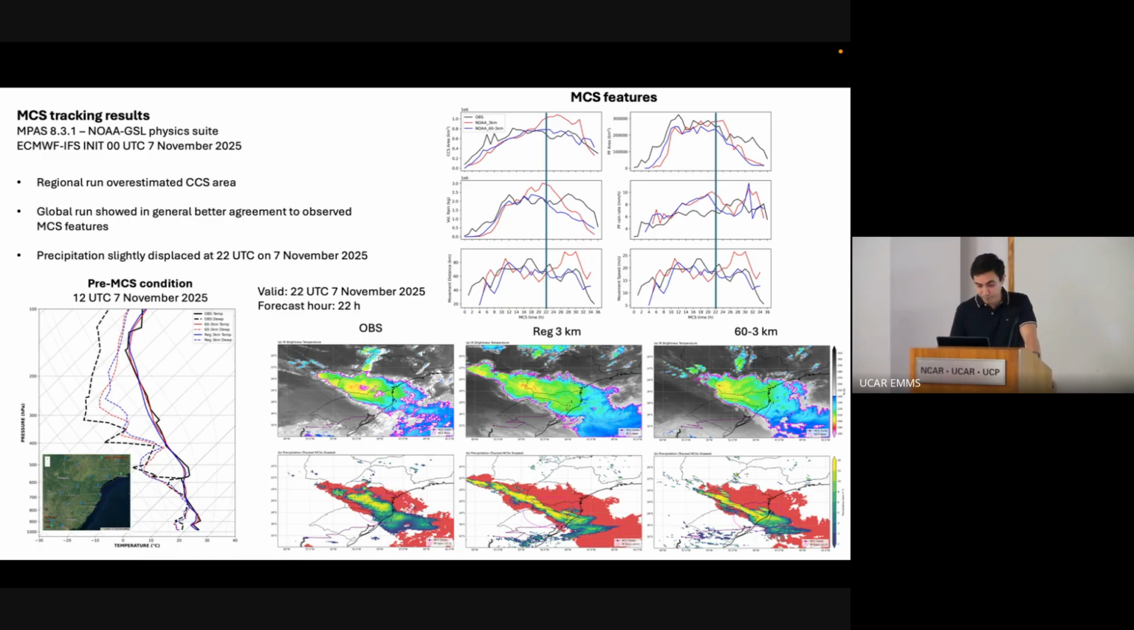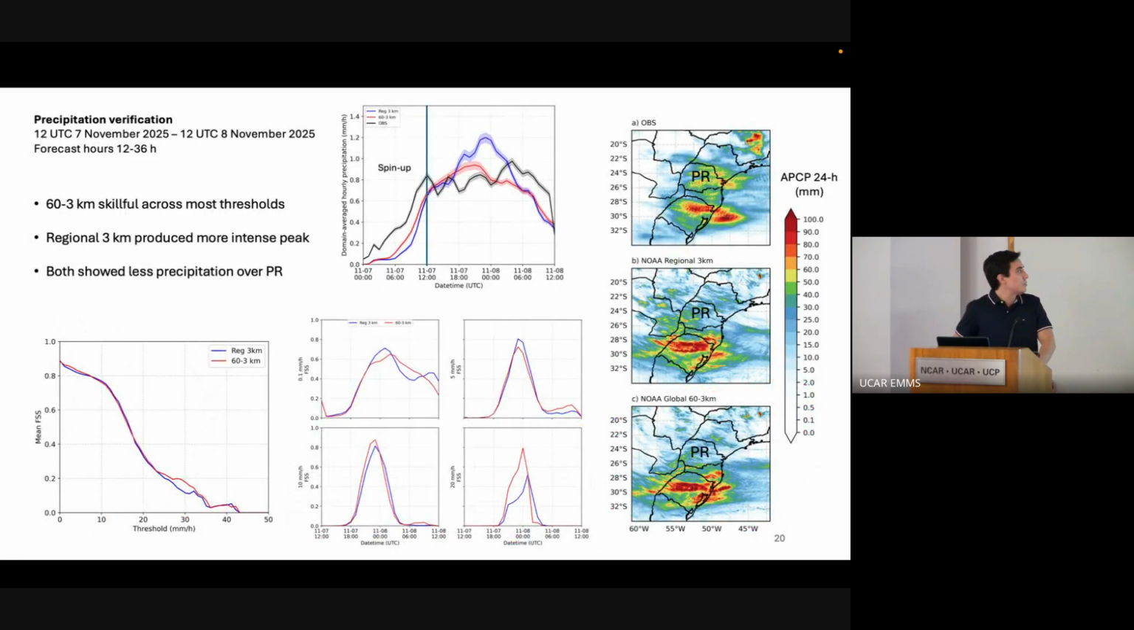the vertical structure. Well, the precipitation verification for this case, in terms of skill, both are very similar. The more pronounced differences are in the most intense thresholds for precipitation. And also, I'm highlighting here PR. PR is basically the Paraná state in Brazil, where we have more differences, as both underestimated the precipitation observed over there. But in the first hours of the storm, as the storm propagated from south to north, we had a good agreement in these regions here.